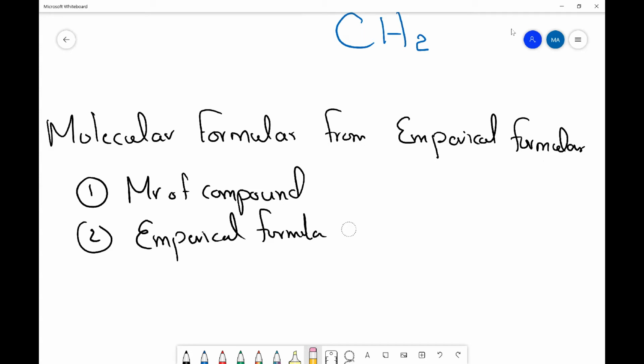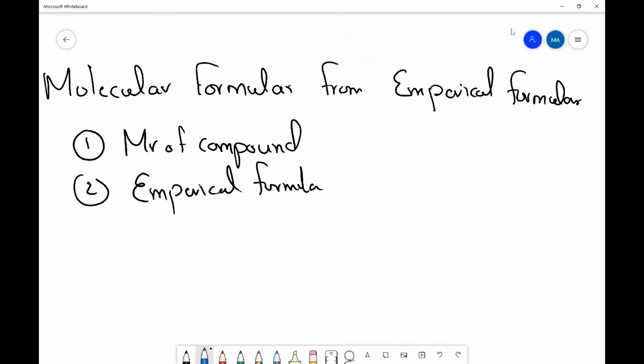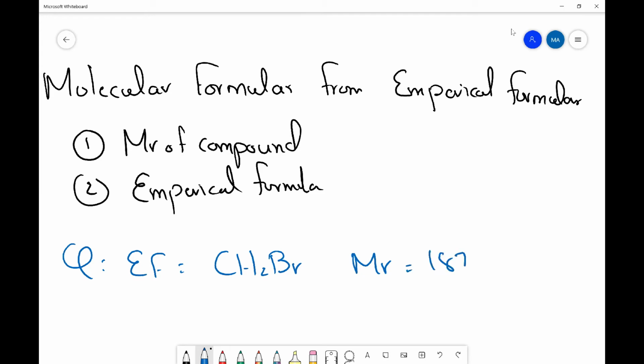So let's suppose an example question where you are given CH2Br as the empirical formula. And the question tells you that the MR of the molecular formula that you're supposed to find will be 187.8. Tell the molecular formula. This is the question.